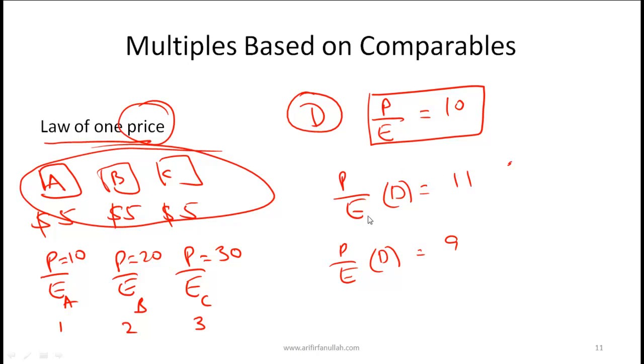I have done these numbers for PE ratios. A similar analysis can be done for price to book value, price to sales, and price to cash flow. So these are just some examples of different multiples that can be used.